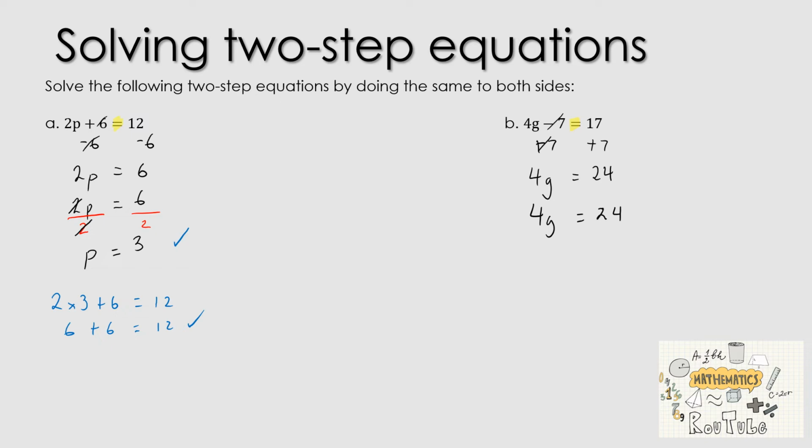And now because we've got multiplication, it's 4 times g, we're going to use the inverse, which is to divide. So we're going to divide both sides of the equation by 4, which is then going to cancel out the 4's on the left. So on the left, we're just left with g, and g equals 24 divided by 4, should hopefully be 6.